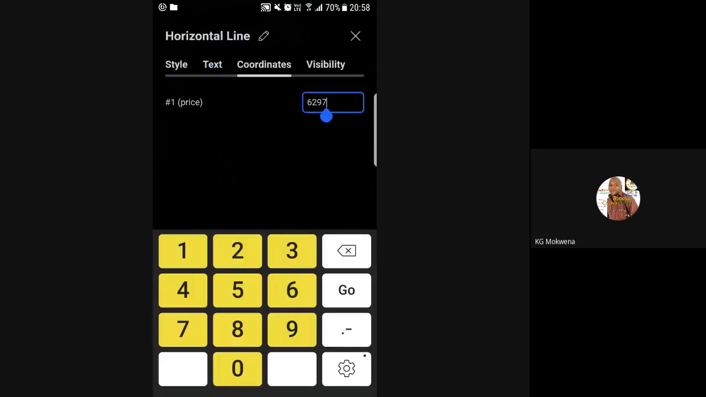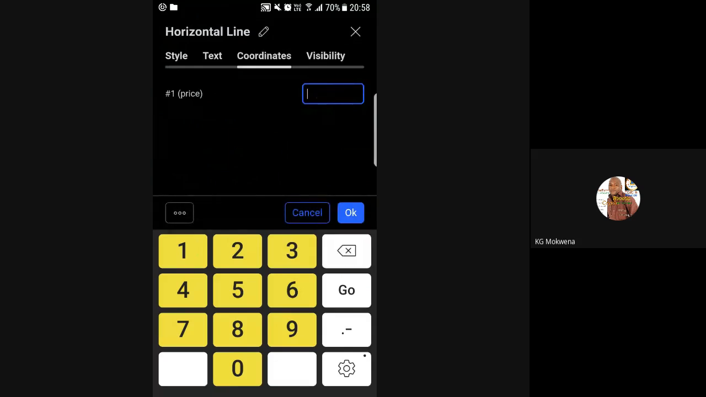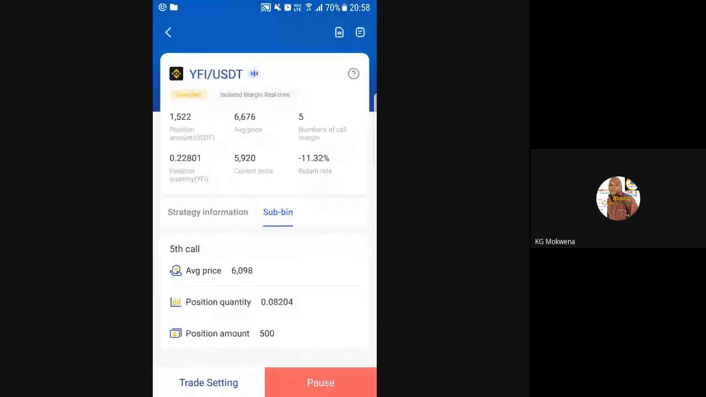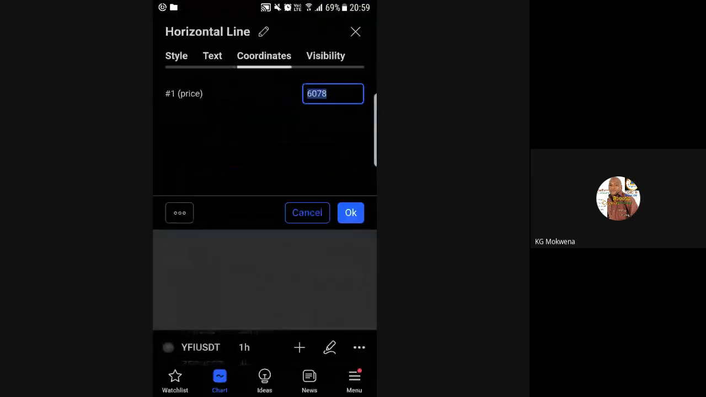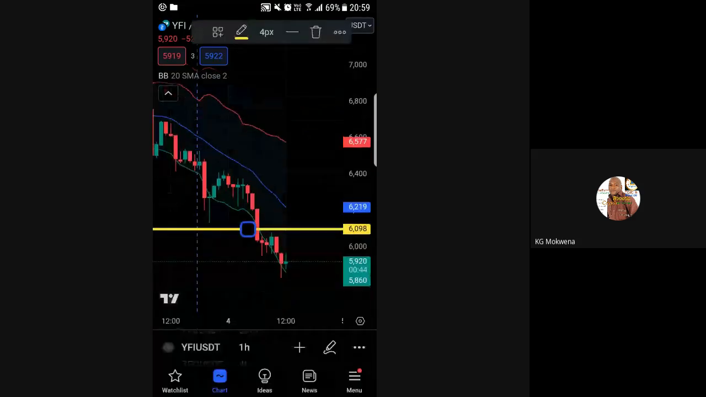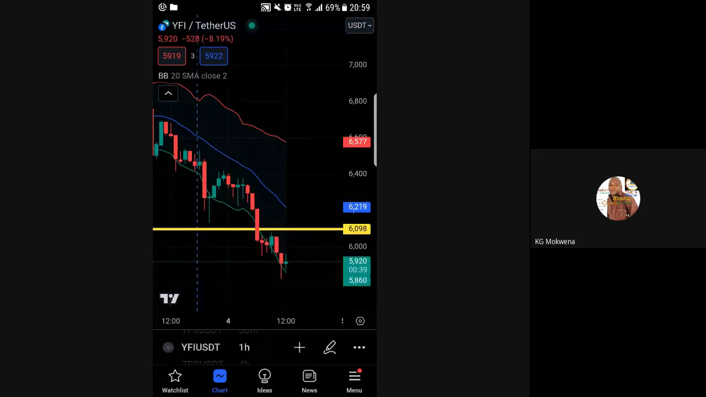We have 6,000. I'm on the coordinates now. I'm just putting 6,0... Is it 76 or 78? Let me double check. Oh, 98. 6,098. That is fifth call there. 6,098. So let's allow the yellow price to be plotted, and then we see. Can you see? 6,098 is the yellow, a yellow color there, which is position number 5.